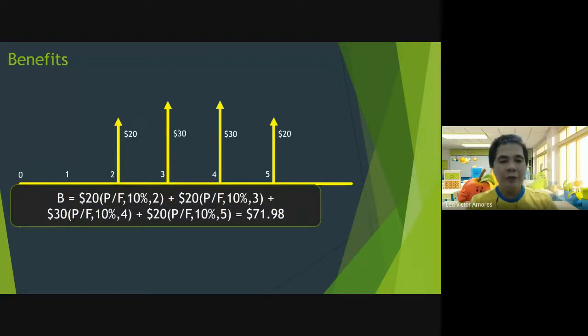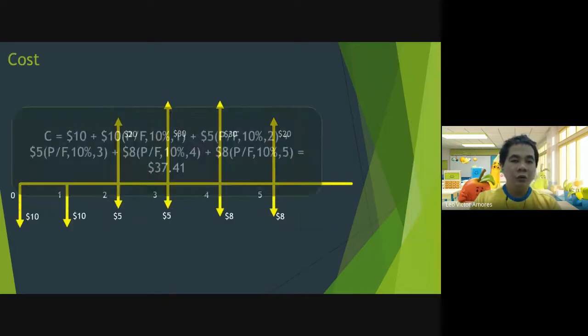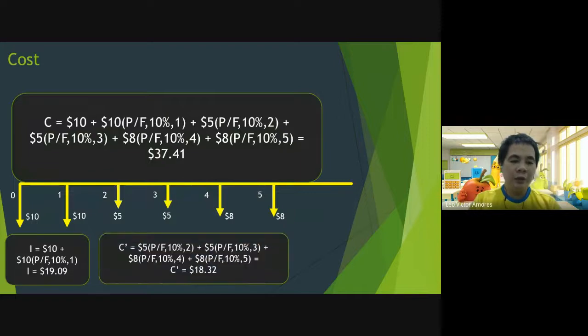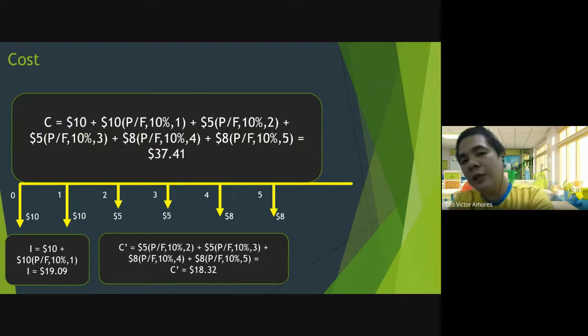So benefit is equal to getting all of its values at year 0. That means that your benefit for this project is 71.98. So, succeedingly, I'll be computing the investment and the C hat. In the problem, the investment is up to year 1. That means the first two cash flows are the investment cost. Okay? Still, the formula or the computation is the same.